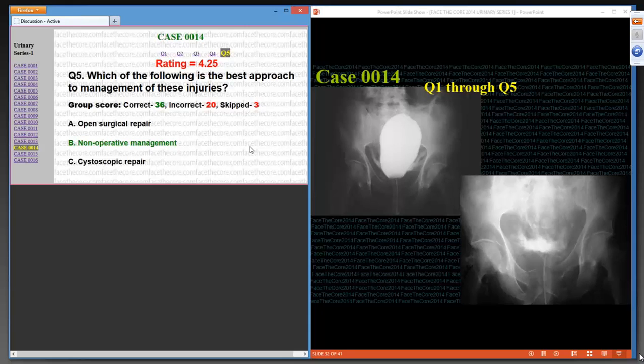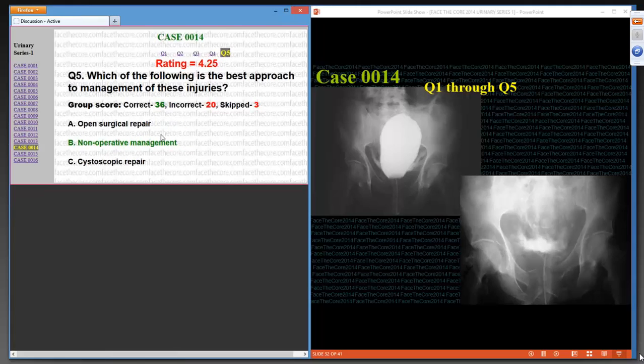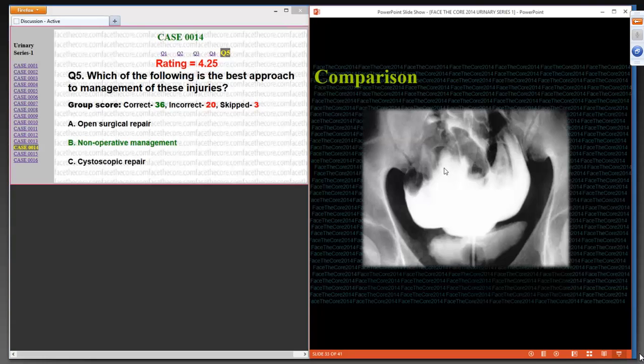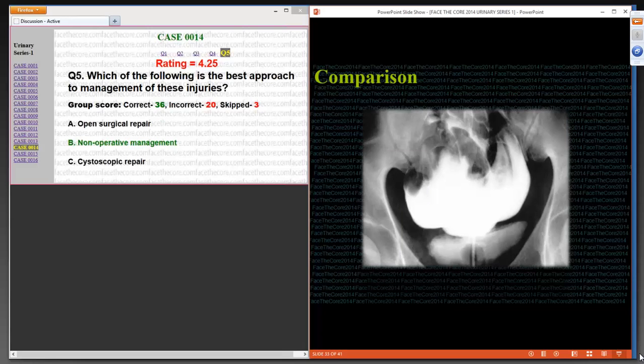So which of the following is the best approach? I'm surprised here that we didn't get all of them correct because most of you got the diagnosis of extraperitoneal bladder rupture correct. Once you've got that correct, then you know that the treatment of extraperitoneal bladder rupture is by non-operative means. This is just to show you these images side by side.